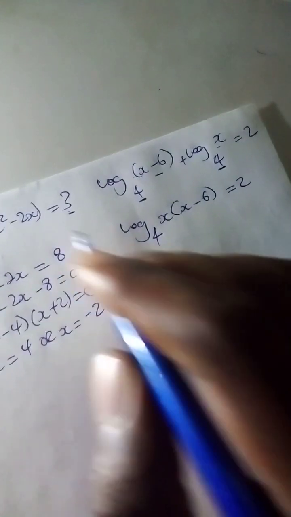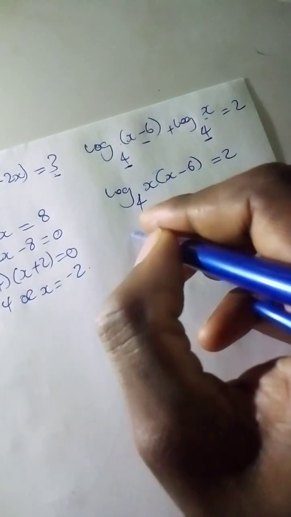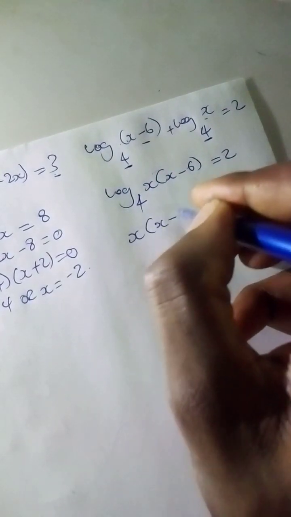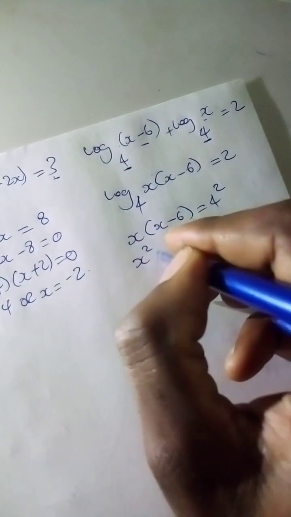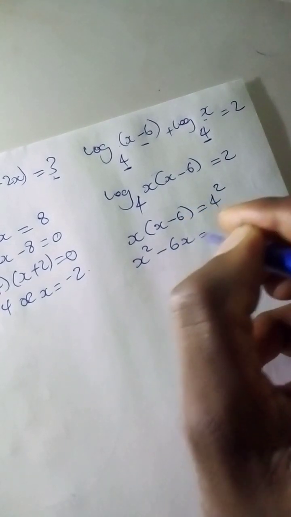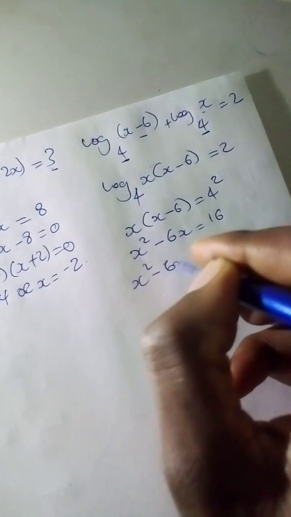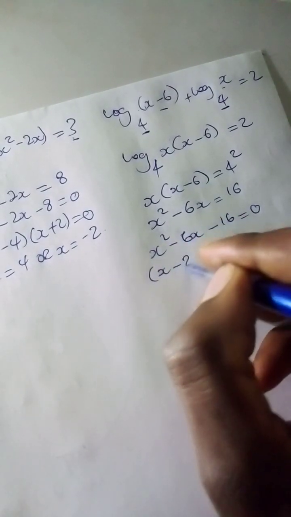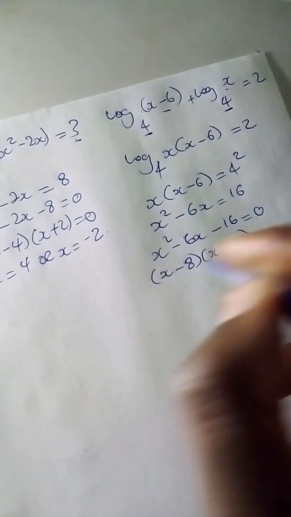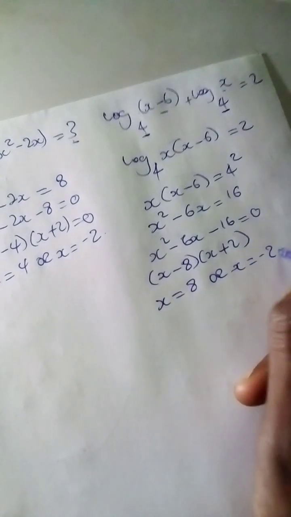Right, so now let us convert this from a log to an exponential form. So now this would mean that we have x minus 6, it's equal to 4 squared, right? x squared minus 6x, it's equal to 16, right? So now from here, x squared minus 6x minus 16, it's equal to 0. Now we can factorize this, right, and say that it's x minus 8 and x plus 2. Then x, it's equal to 8, or x, it's equal to negative 2.